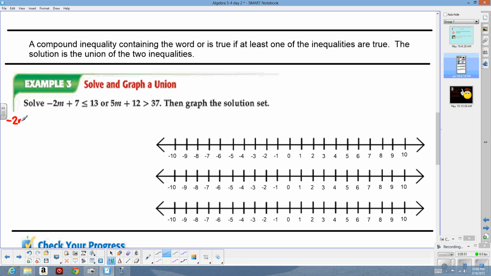-2m + 7 is less than or equal to 13. We'd start by subtracting 7 from both sides. So -2m is less than or equal to 6. Then I would divide both sides by -2. And since I divided by a negative number, we have to flip the inequality symbol around. So m is greater than or equal to -3.